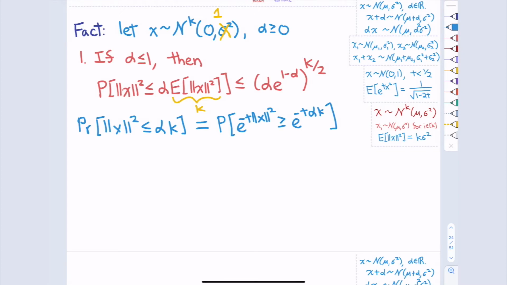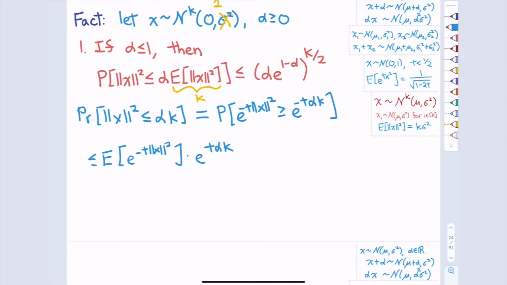And then you can flip the inequality. Now we can apply Markov's inequality. We get e to the t alpha k, because it's negative t alpha k, and it cancels out. Now you can do the thing where you break things up. Let's just worry about this term for a while.